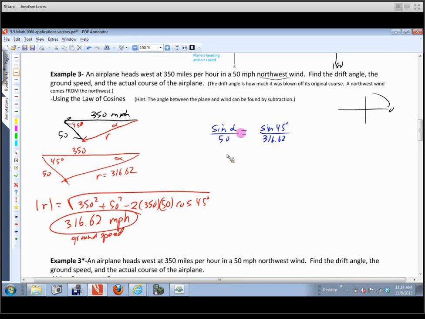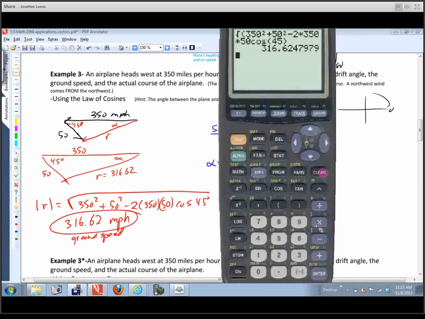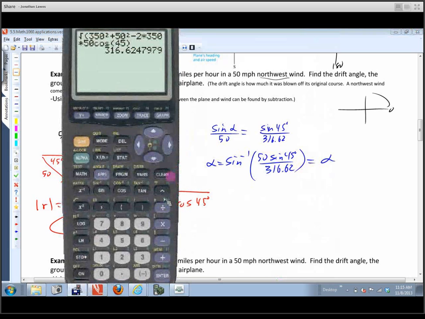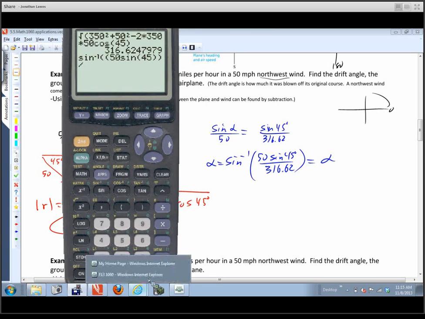Okay, so if I solve this, I'm going to get alpha equals, I'll have to do the sine inverse. Sine inverse of, when I multiply over here, I get 50 on the top, sine of 45 degrees, and then 316.62, and I've still got that in my calculator. So let's figure out what alpha is. So here's our drift angle, and we're going to do, let's see, sine inverse. I'll do the top in parentheses, 50 sine 45, close the parentheses, and then we're going to divide that by 316. Oops. Well, I could type in 316, or I could just grab that last answer.